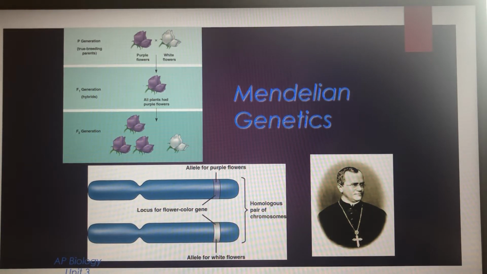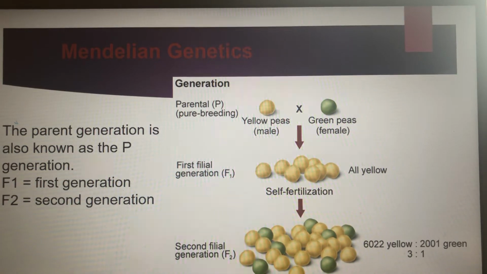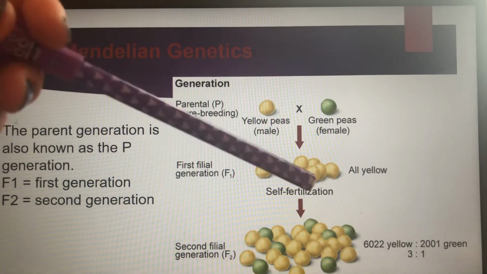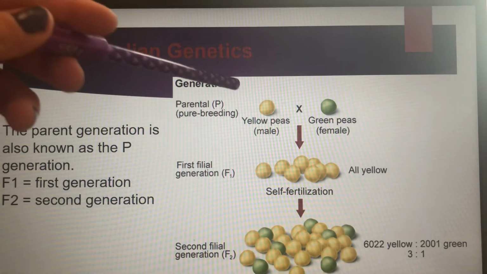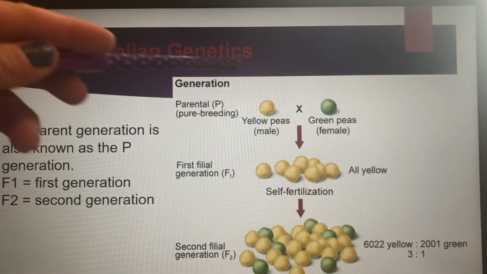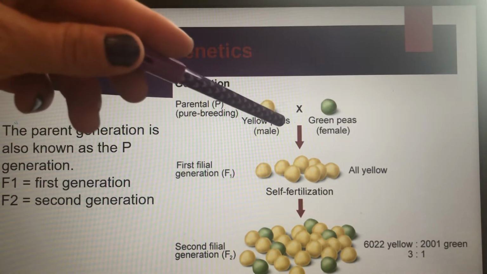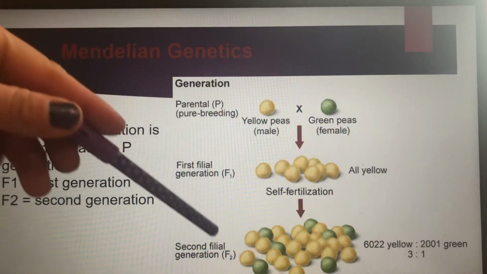But to start, let's start with the simple. Let's start with Mendelian genetics. Mendelian genetics is the idea that one trait is dominant over another. Last year we talked about the pea plants. Remember he used pea plants because they were able to self-fertilize. If you had yellow peas and green peas, the yellow peas would be the dominant.